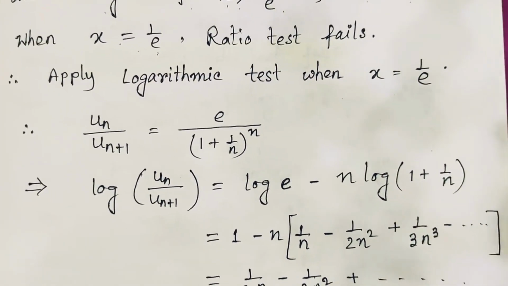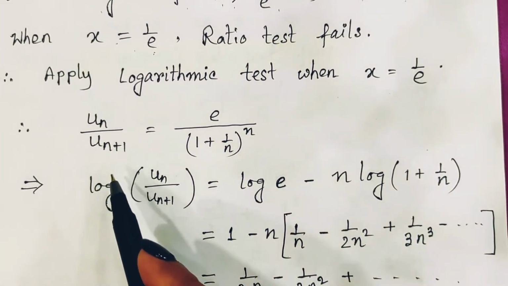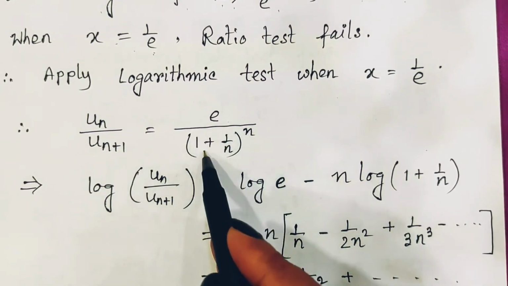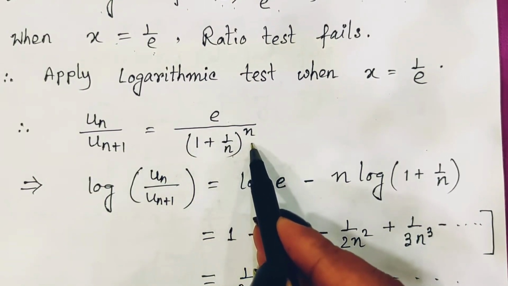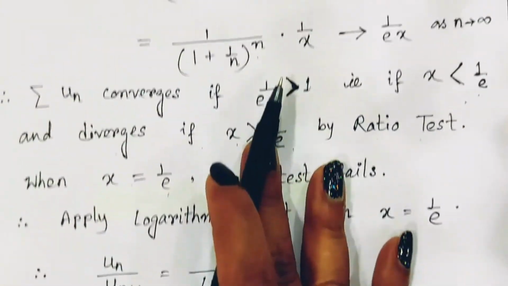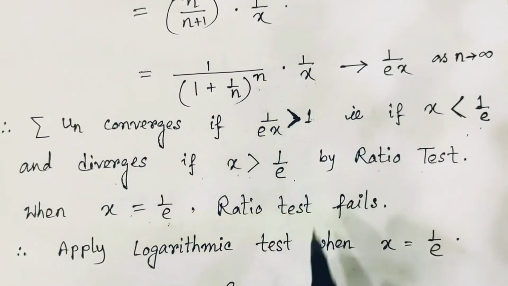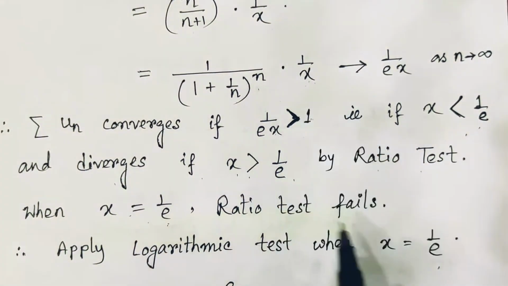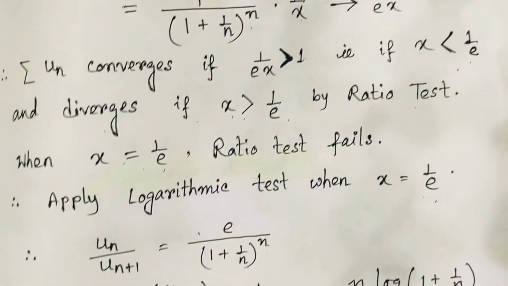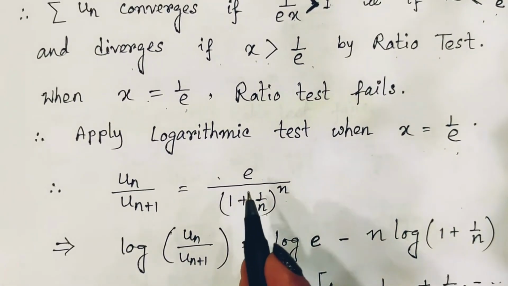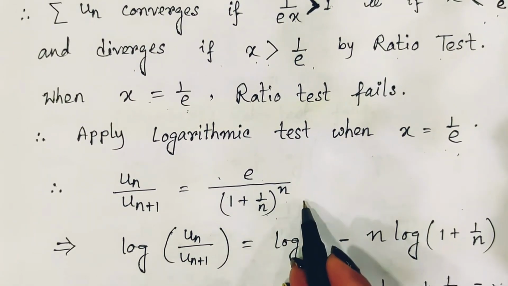So now what to do? Now just very simple, un by un plus 1, for the function value, is e divided by 1 plus 1 by n to the power of n. Why is this e? We just replace this 1 by x. Here we are verifying the logarithmic test when x is equal to 1 by e. So instead of this x, we substitute 1 by e, so that we will find that un divided by un plus 1 is equal to e divided by 1 plus 1 by n whole to the power of n.